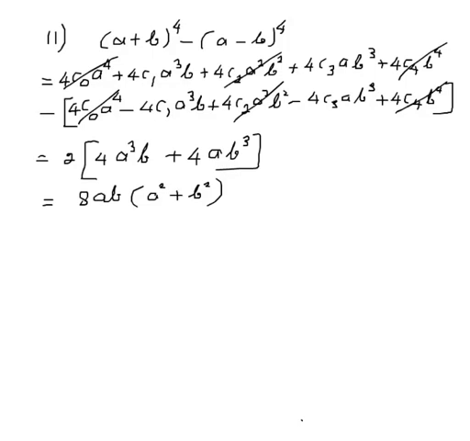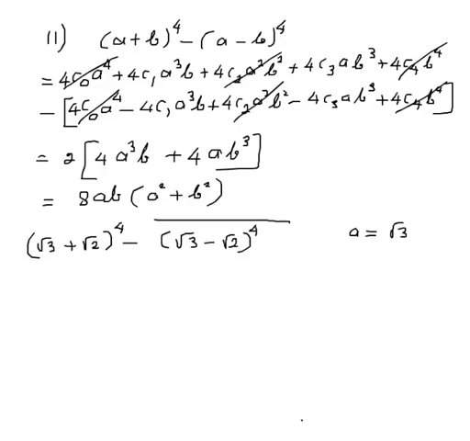Hence evaluate. Using the result which we got now, we have to find the value of root 3 plus root 2 raised to 4 minus root 3 minus root 2 raised to 4. So we have to substitute a as root 3 and b as root 2 in the final answer. Therefore, it becomes 8 times root 3 times root 2 times a square is 3, b square is 2. Therefore, the answer is 5 8s are 40 root 6.